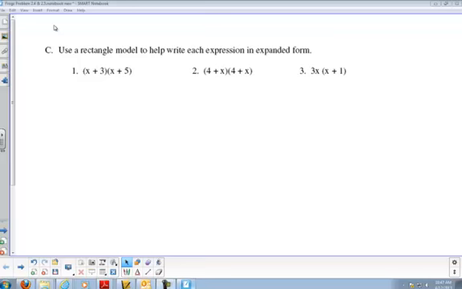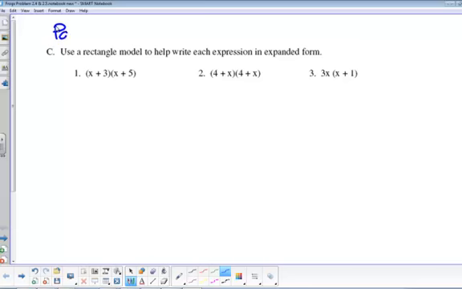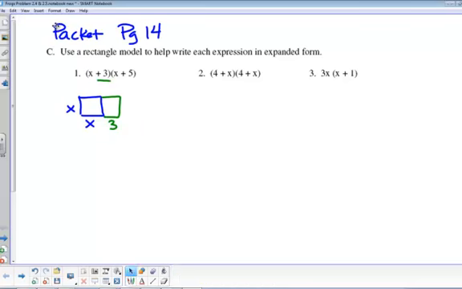Okay, we are going to pick up where our MSU people left off. So we are in your packet on page 14. And the stuff before this, we're not going to worry about right now. So if you look at number 1, we always start with an X by X box. On one side, it does not matter which side, you're going to add 3. And on the other side, you're going to add this 5.